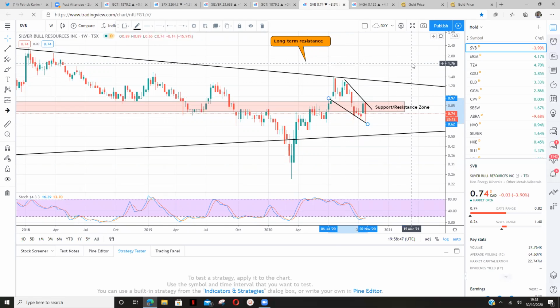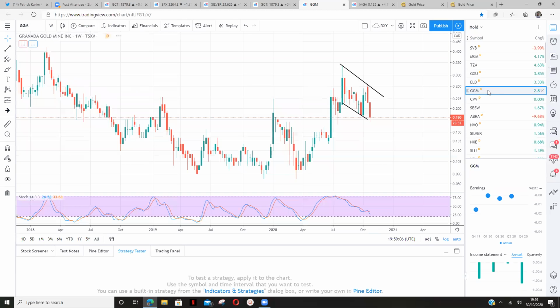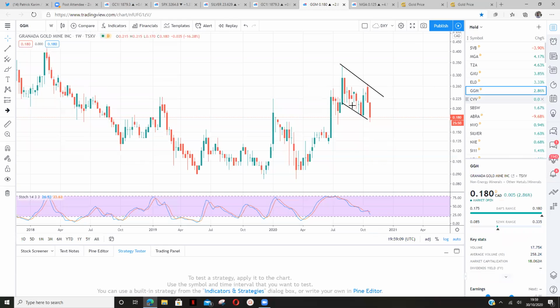So if you're thinking of buying back into the mining indices, I've got a few listed here: Sibanye, Stillwater, Eldorado, Yamana, Novo, and some of the smaller ones. That was GGM, I'm trying to remember which one that is. Sometimes I forget the names of the tickers. Granada. It's Granada Gold, isn't it? Yeah. And there you go, another bullish descending pattern building out there as well, with the stochastic indicator getting quite low.